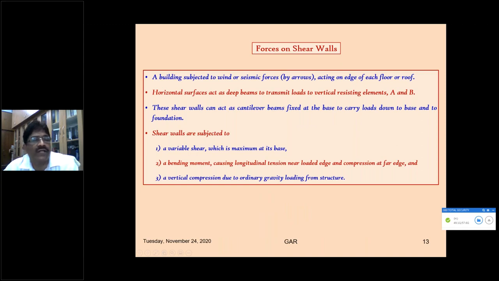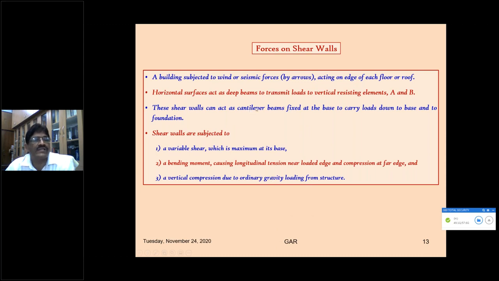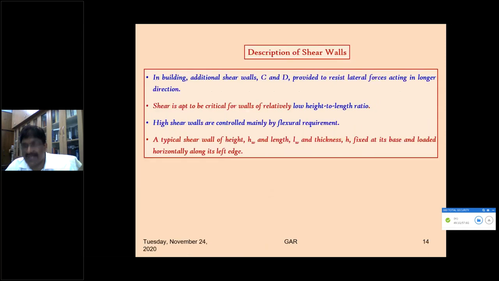Now, briefly, the forces that shear walls are subjected to. There is a variation of shear force along the height of the shear wall, which is maximum at the base, and a bending moment, again maximum at the base. We can calculate the bending moment at the base, and of course at different story levels. The load from the building above, that is the gravity load, will also act. Therefore, we have the lateral shear force and the bending moment acting in the plane of the shear wall, and gravity loads will also add some compression loads.